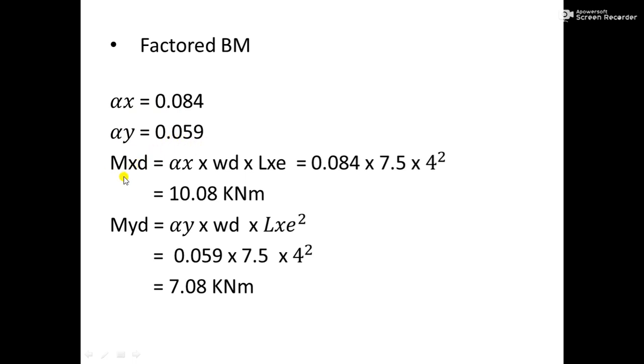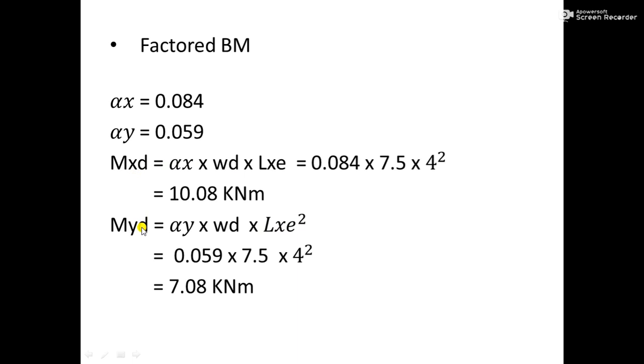So the bending moment along x direction, that is factored bending moment, Mxd is equal to alpha x into factored load into span along x direction into its square, that is alpha x w lx square. Here lx square is missing, and moment along y direction is alpha y into wd into ly square. So see here, here is lx square, here is again lx square, not ly square. Always consider the shorter span while calculating the moment along x direction.